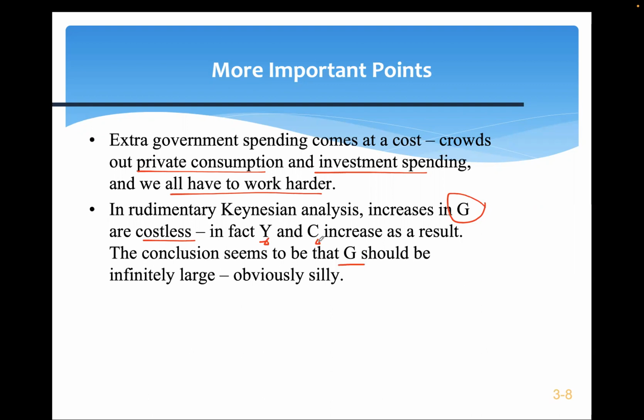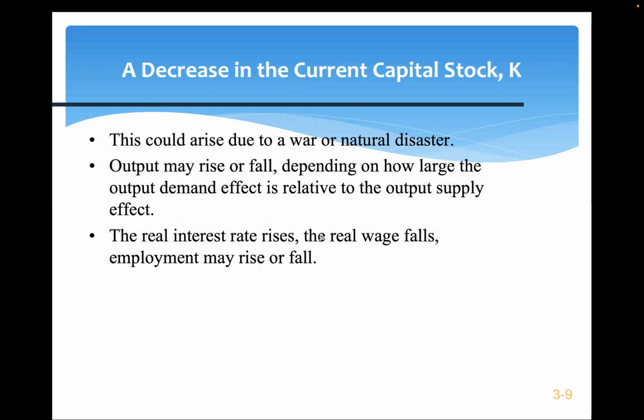Because the G increase is going to crowd out private consumption and private investment, and furthermore, it's going to have an impact on the interest rate and put some further downward pressure. Okay? So this is largely overlooked in this simple rudimentary Keynesian model. Right. So now let's look at the second example.